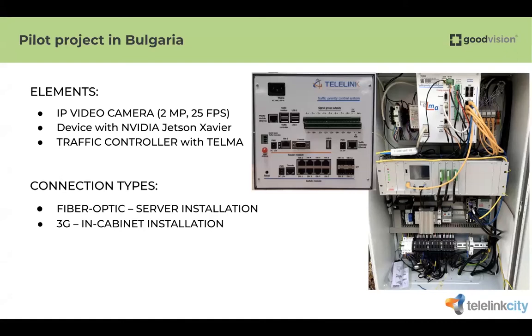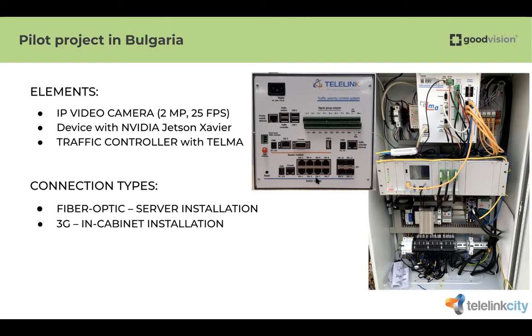The most important part of this system is actually the device that runs the deep learning models. For this pilot, we used an NVIDIA Jetson Xavier powered processor. That is a small device that can be installed in the traffic cabinet, which you can see in the image, that controls the intersection. And we also have our public transport priority controller that is also able to get the data from the detectors.